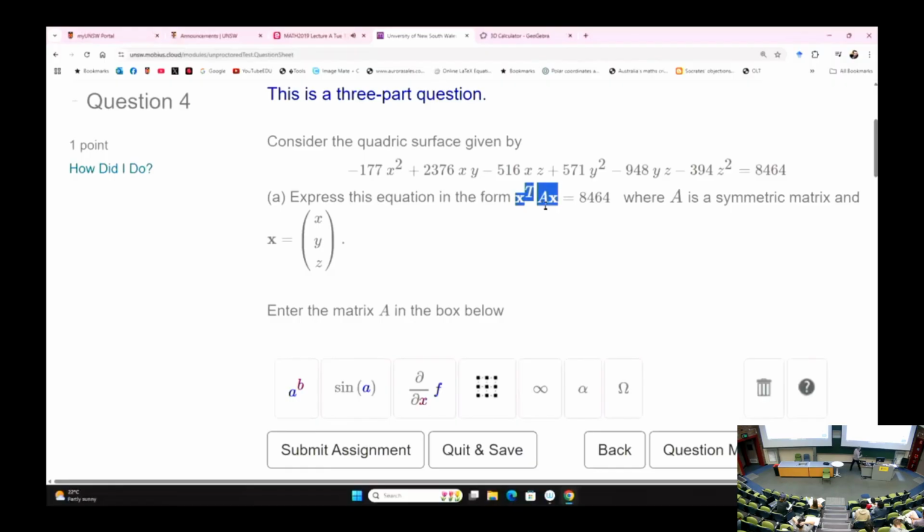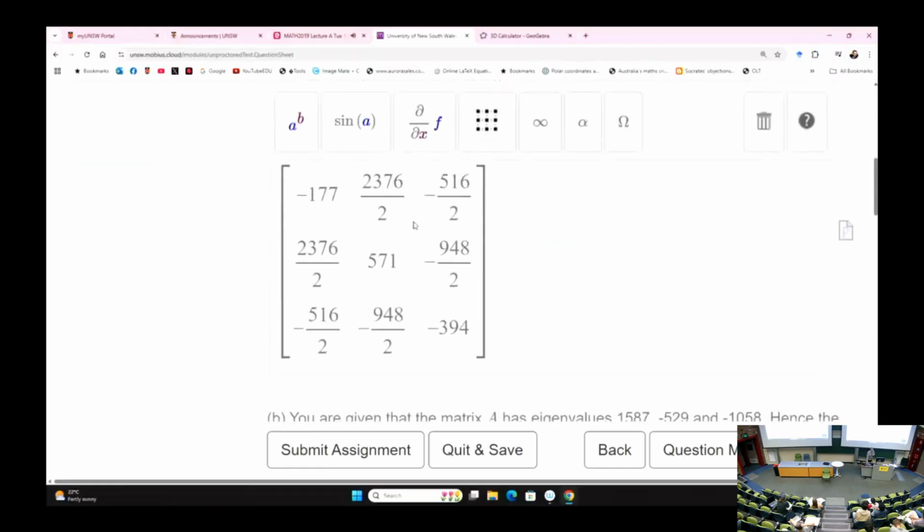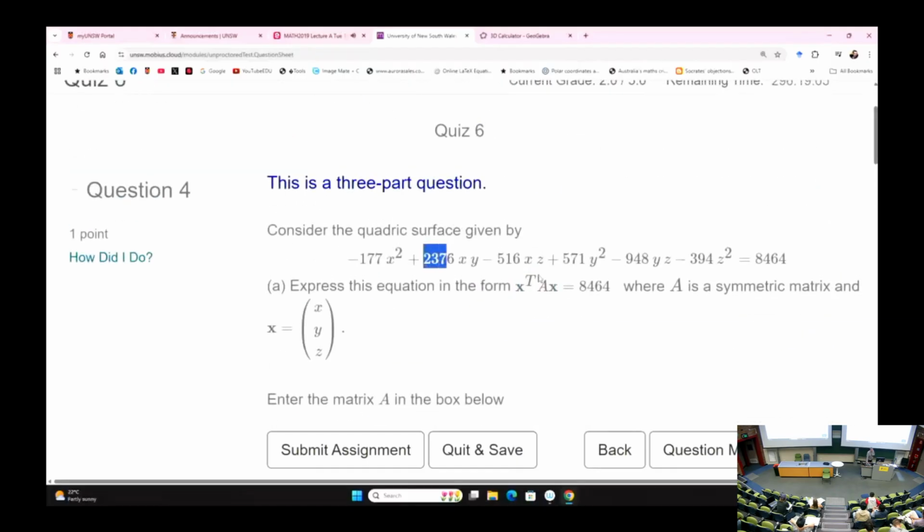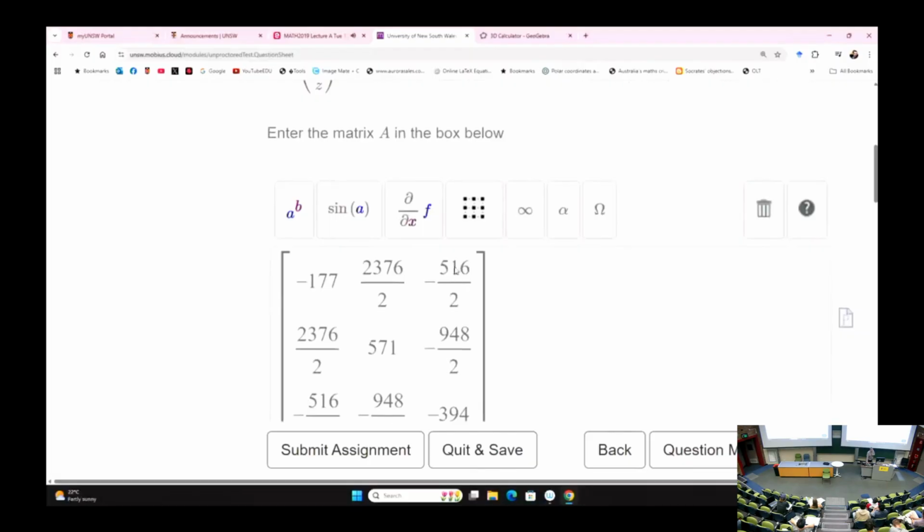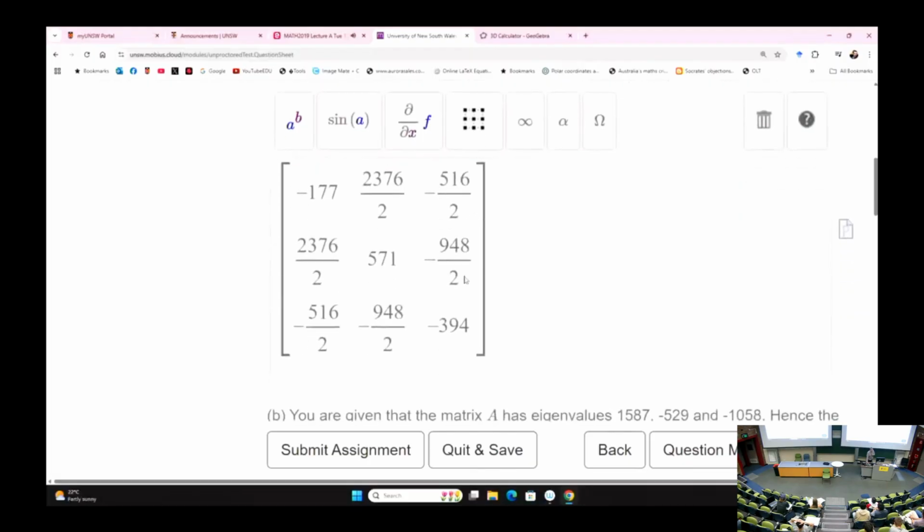Down the main diagonal is easy. This is half of the xy coefficient, this is half of the xz coefficient, and this is half of the yz coefficient. And of course, you want it to be symmetric. So why do we like symmetry? Because it saves us time. We only have to compute some of the values, and we get the other ones for free. How good is that on April Fool's Day?